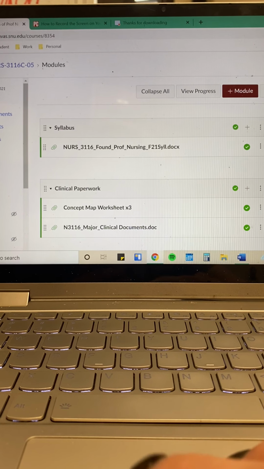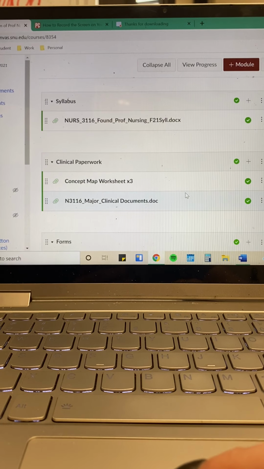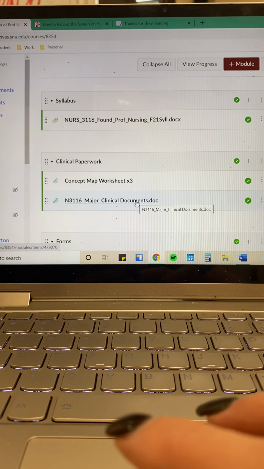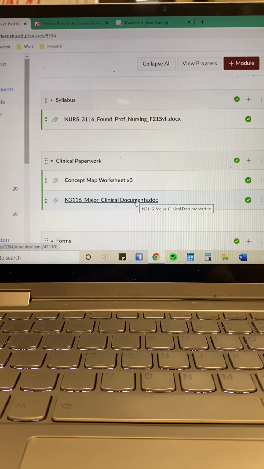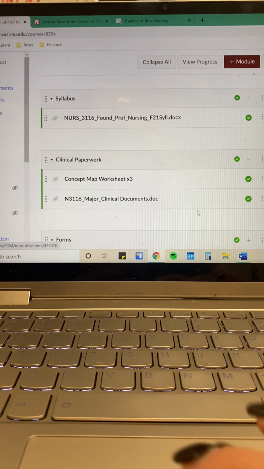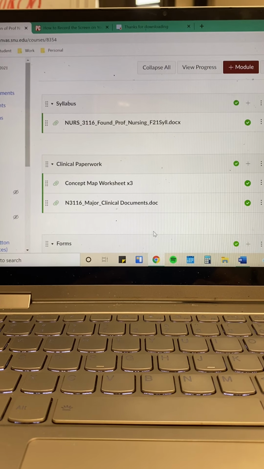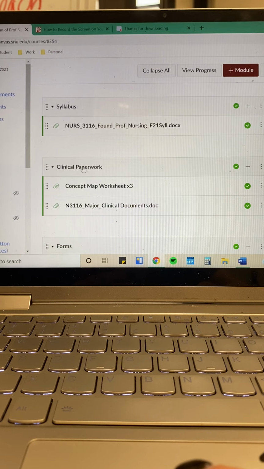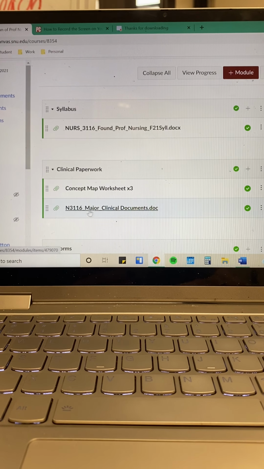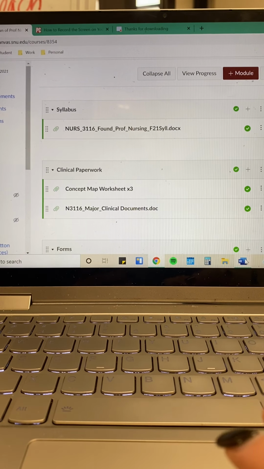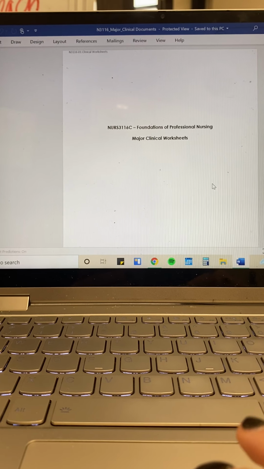Okay, hey everybody. So I am going to show you how to access your major care plan and what our expectations are for your foundation's major care plan. You can find it in Canvas under the clinical paperwork section. It's labeled as major clinical document.